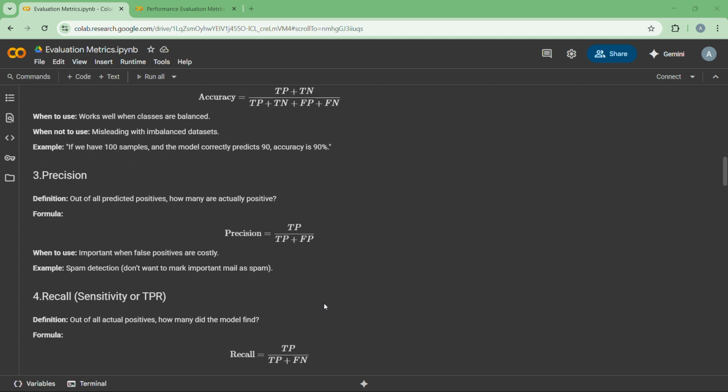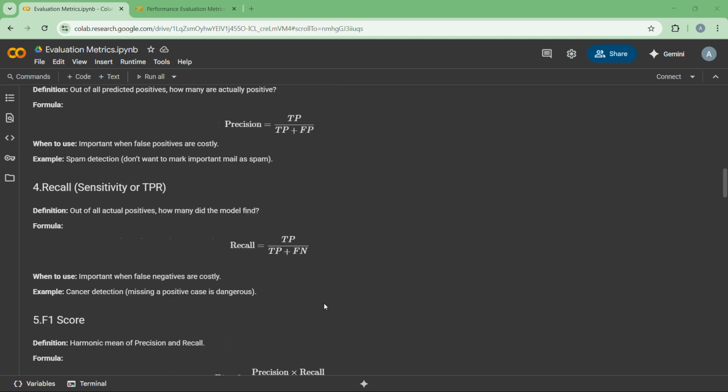Third one is precision. Definition: out of all predicted positives, how many are actual positives? Formula: precision equals TP divided by TP plus FP. When to use: important when false positives are costly. Examples: spam detection in emails, etc.